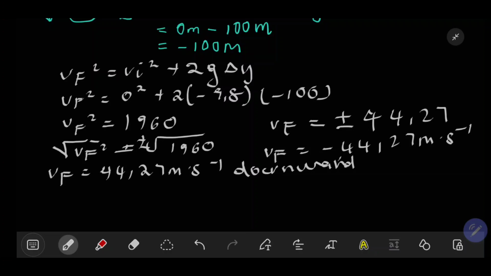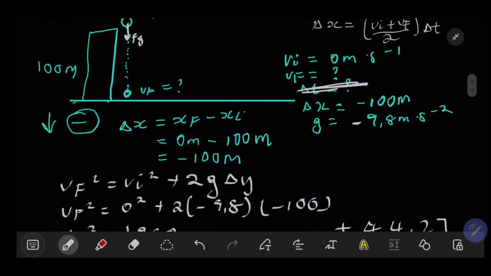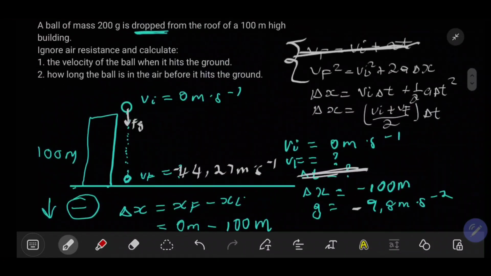Then in this case, we have calculated the final velocity of this ball. Now we know that the final velocity of this ball when it hits the ground will be 44.27 meters per second. All right, or we can put it in direction form to be negative 44.27. Then we have calculated the first one.